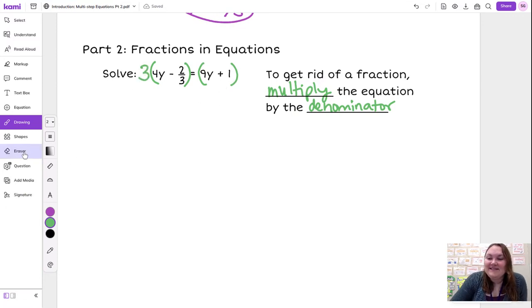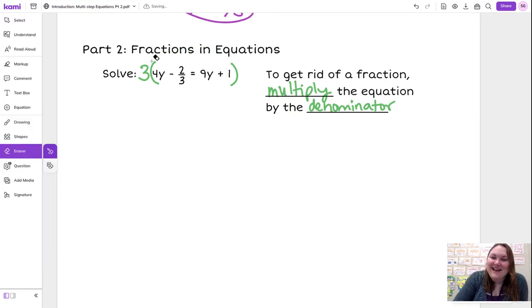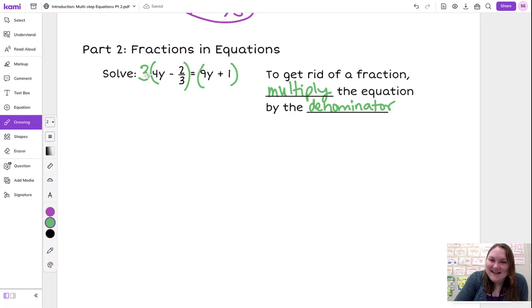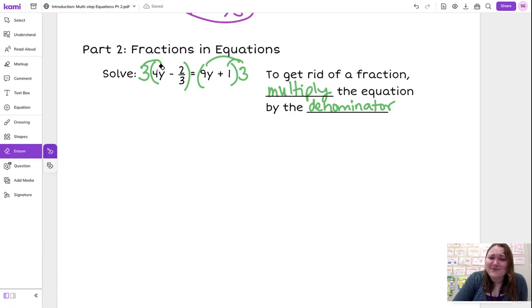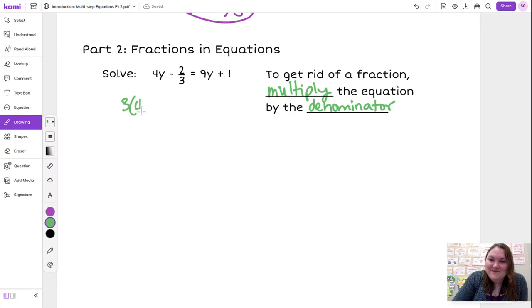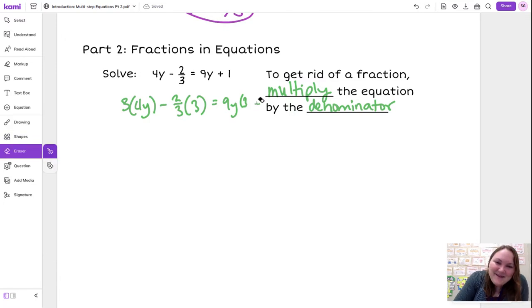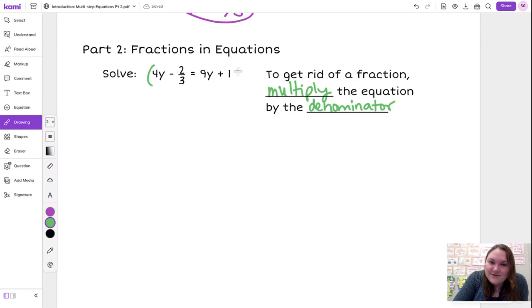So you can write it like this, like one big multiplication problem, and then distribute 3 to everything. You can write it like I had before with 2 parentheses and say I need to multiply this side by 3 and this other side by 3. Or I've had students who rewrite it as 4 multiplication problems. They write 3 times 4y minus 2/3 times 3 equals 9y times 3 plus 1 times 3. I maybe don't have enough room for that, but they all mean the same thing. I am going to do it like this, just for space.